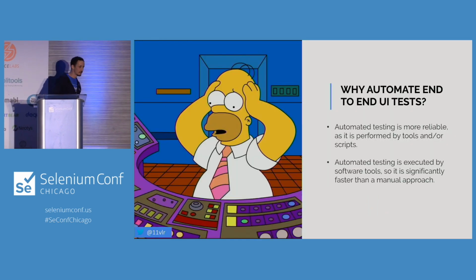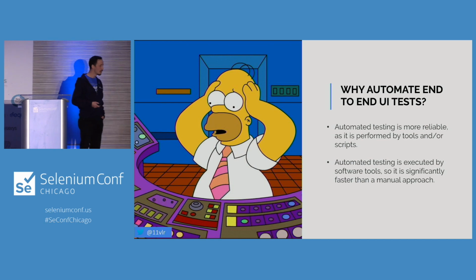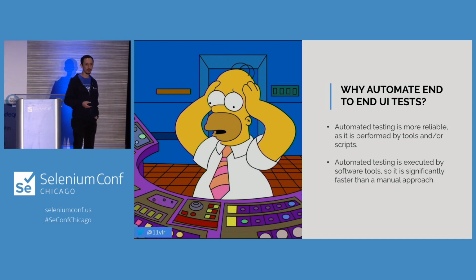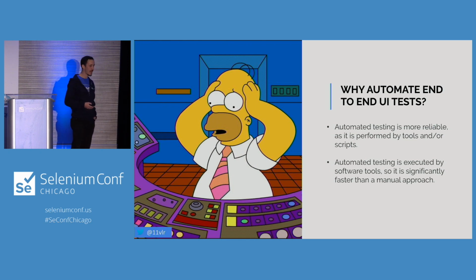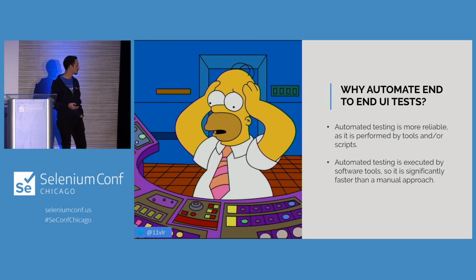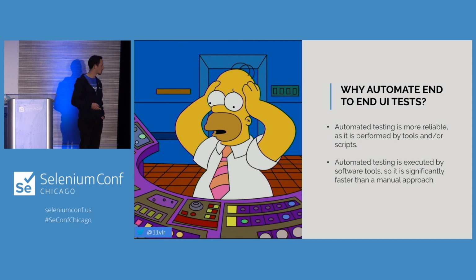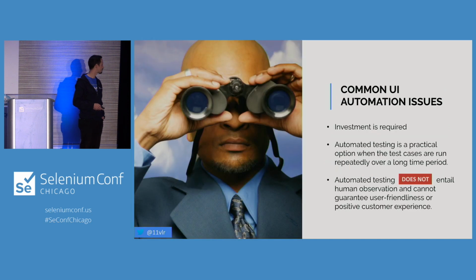So why automate end-to-end tests? Well, it can be more reliable because it's scripted. You tell it what to check and it'll run through the steps and check. And it can also be significantly faster because it's being executed by a tool compared to a manual approach.